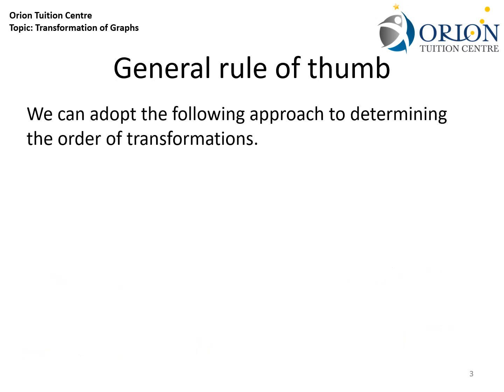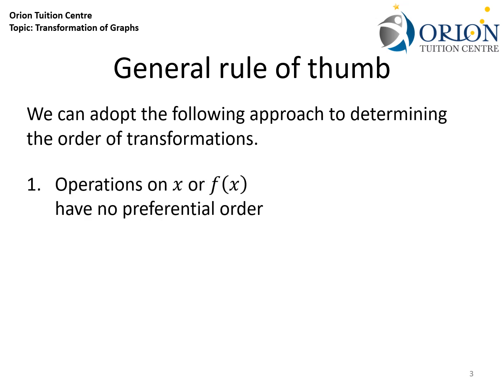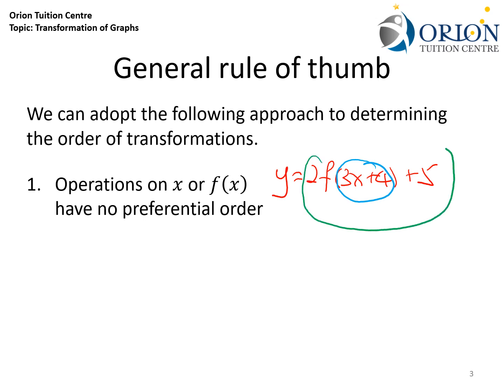It may be confusing to memorize the many rules required to perform composite transformations in the correct order. Thus, I have simplified the process into 3 simple guidelines. Number 1, it does not matter whether we perform all the operations on x first or on f(x) first. For example, if I have the equation y = 2f(3x + 4) + 5, it does not matter whether I perform these two operations on the x first or whether I perform the operations on the 2 and 5 first. However, for the sake of uniformity, I will always choose to perform all the operations on x first.